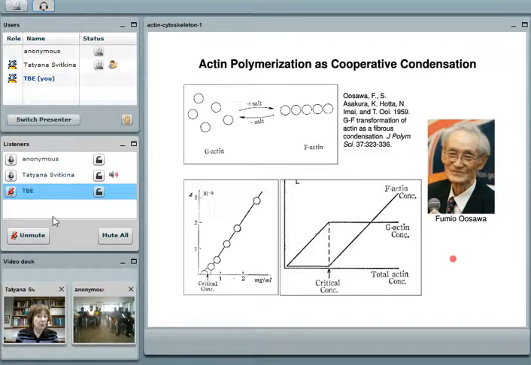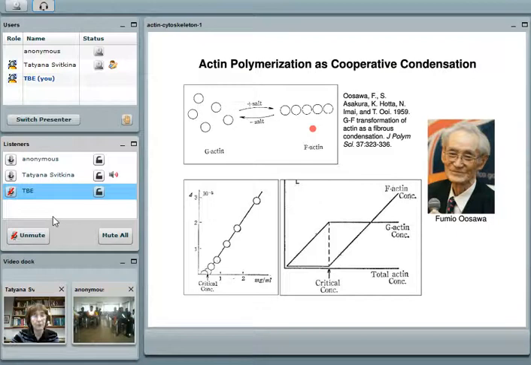And I just want to acknowledge scientists who really figured out this polymerization mechanism. It's Japanese scientist Fumio Oosawa, who described condensation polymerization, or cooperative condensation. So pretty much he tested many different salt conditions where monomers convert to polymers.